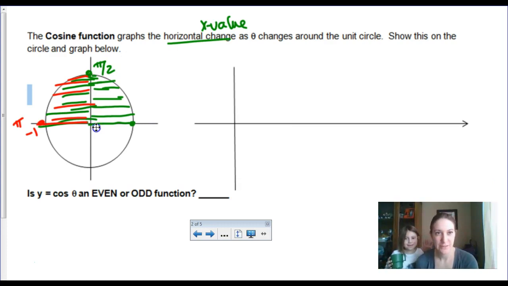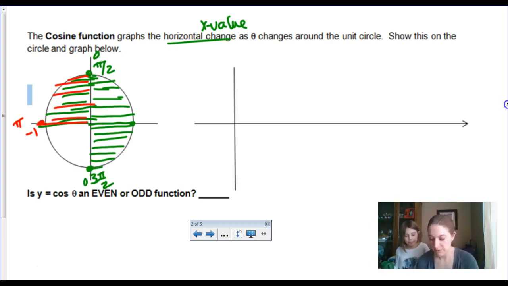So for the x values, they're still going to be positive, because think of the coordinate plane: going to the right is positive. So down here, you can either measure this negative or you can call it 3 pi over 2. But either way, at 3 pi over 2, the x value is back at 0.